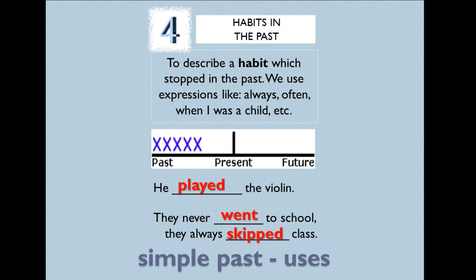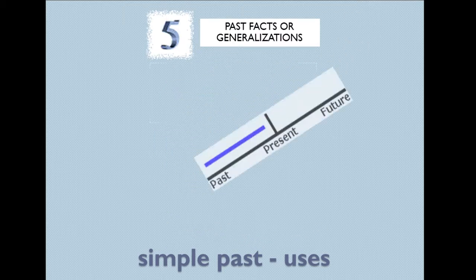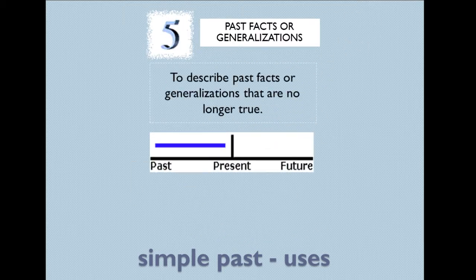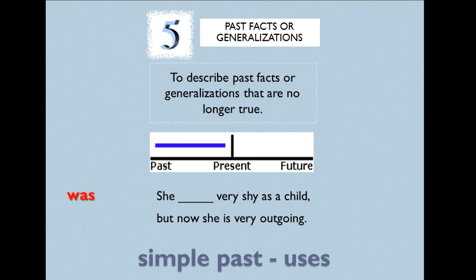They always skipped class. The last use that we will review is to describe past facts or generalizations that are no longer true. For example, she was very shy as a child, but now she's very outgoing.